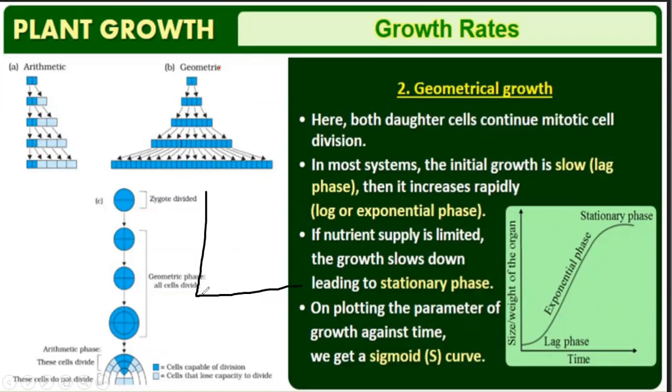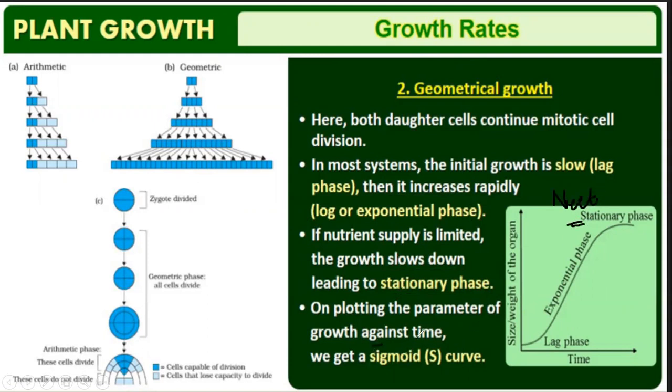So the lag phase is followed by the exponential phase, and then the stationary phase. That's all. The first is the slow or lag phase. Then growth increases rapidly and enters the log or exponential phase. When the nutrient supply becomes limited, growth slows down, leading to the stationary phase. This graph is a repeatedly asked NEET MCQ. A direct MCQ is guaranteed.